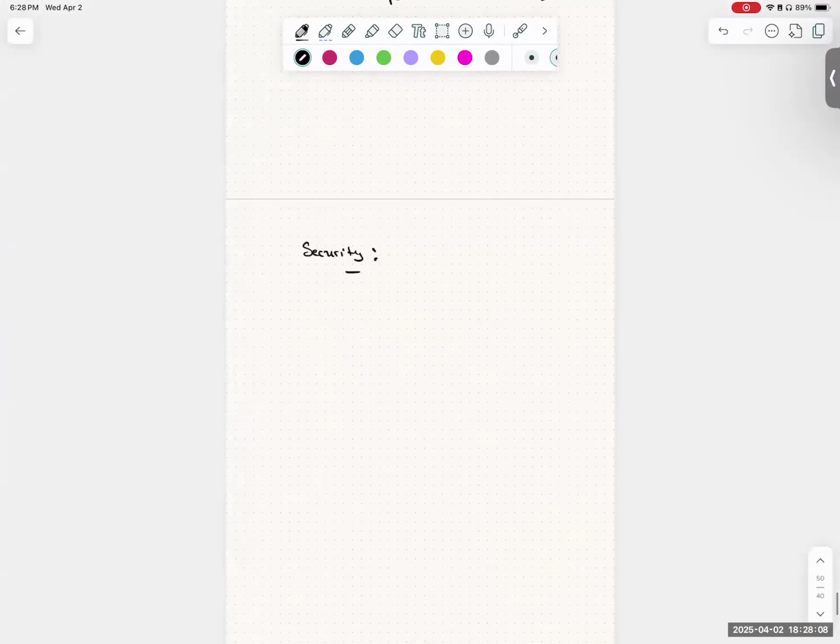Okay, so I just want to detail the security part. I will go over by just a couple of minutes if that's okay, and then we'll call it a wrap.